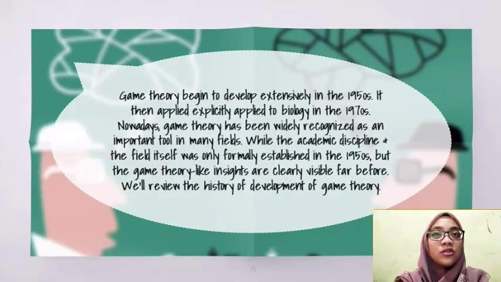Game theory began to develop extensively in the 1950s. It was then applied explicitly to biology in the 1970s. Nowadays, game theory has been widely recognized as an important tool in many fields. While the academic discipline and the field itself was only formally established in the 1950s, game theory-like insights are clearly visible far before. We will review the history of the development of game theory in the further sections.